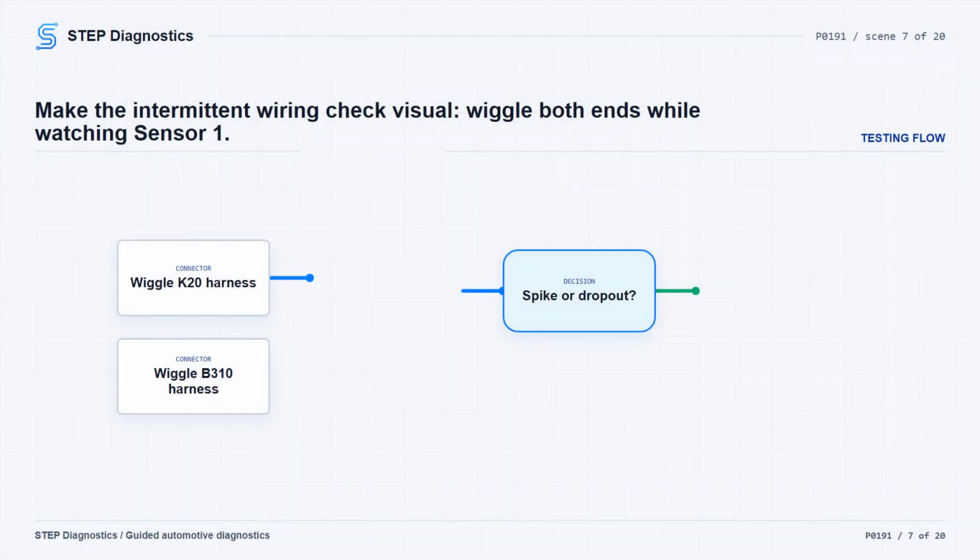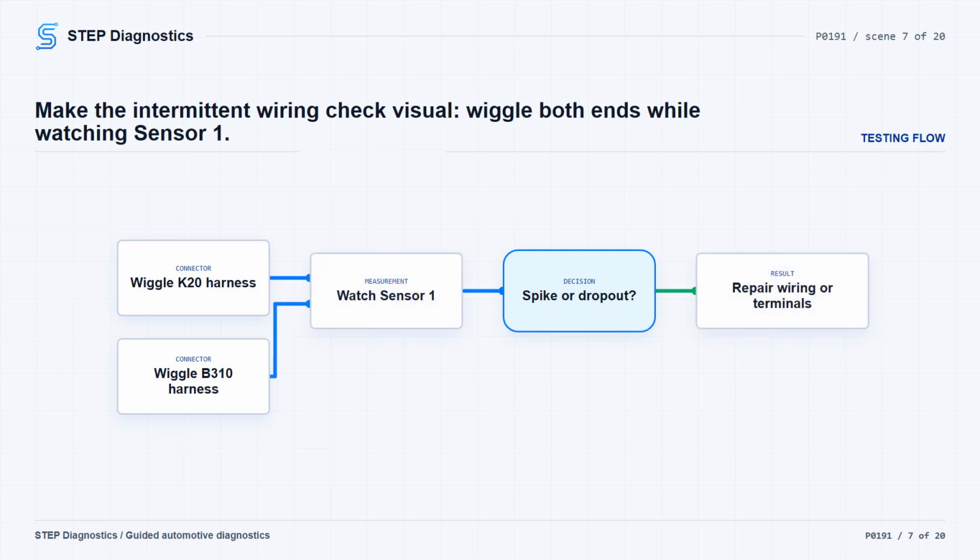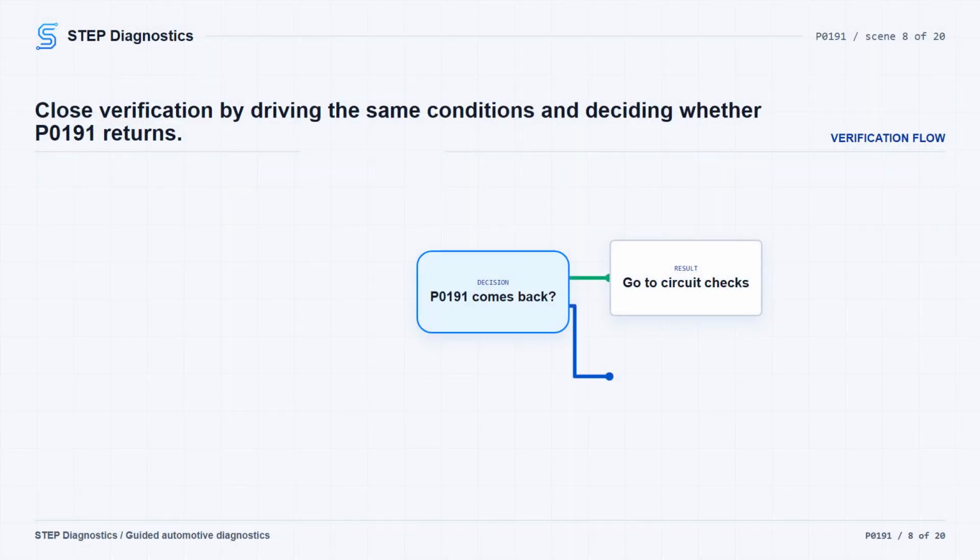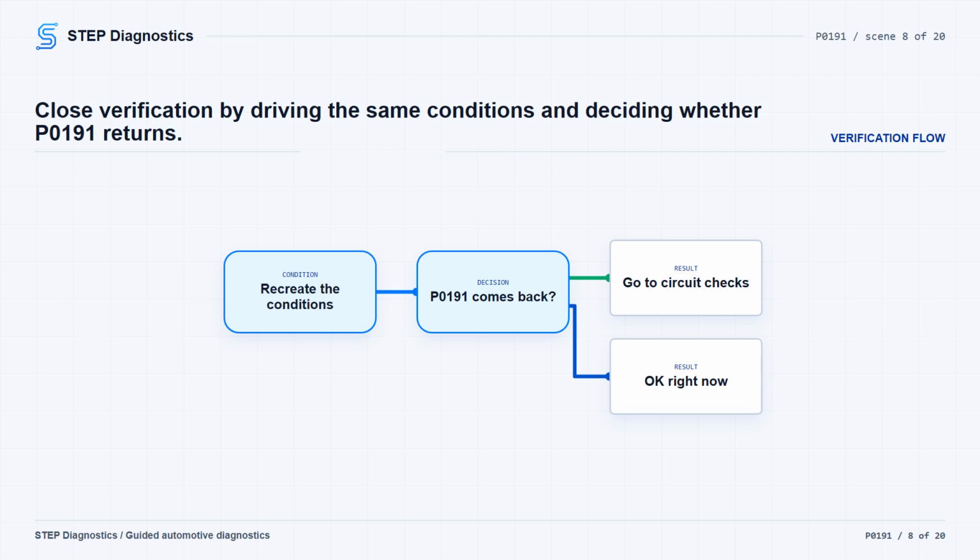If they match within that tolerance, keep watching fuel rail pressure sensor 1 while you wiggle the harness and connectors at the B310 fuel pressure temperature sensor and at the K20 engine control module. The value should not spike or drop out. If it does, repair the wiring, terminals, or electrical connectors as needed. If the signal stays stable, reproduce the operating conditions or the captured conditions from the scan data and confirm P0191 does not reset. If it resets, continue into circuit and system testing. If it does not reset, the check is okay at that time.